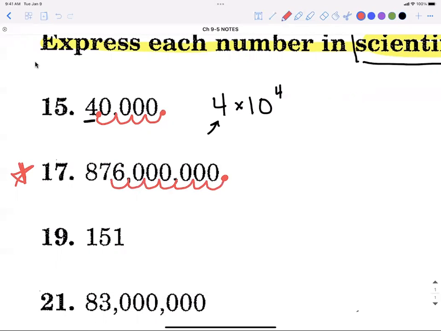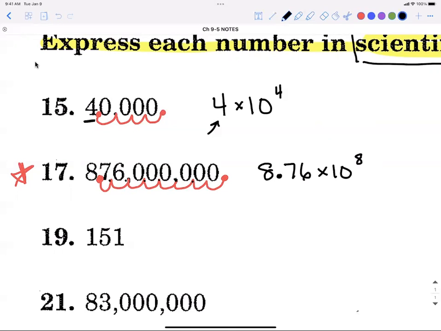Why not? Because 87 is too big of an A. I got to go one more bounce to put my decimal. Now 8.76. Am I between 1 and 10? Is my A good? If my A is good, I write my A, 8.76, times 10 to the, and then if you lost count or you don't remember, go back and check. 1, 2, 3, 4, 5, 6, 7, 8, 10 to the 8th power.